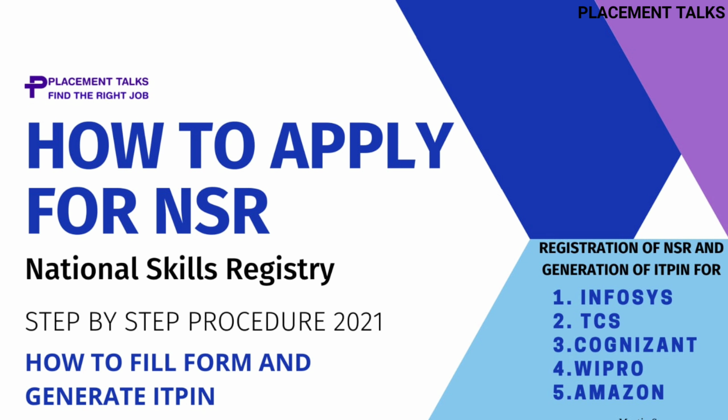If you don't receive the IT pin in 3 days, then you can send a mail or call them and tell them that you haven't received your IT pin. Usually it will take 3 days or a maximum of 4 days to generate your IT pin. So that's it. This is the process of how to apply for NSR and create your IT pin.